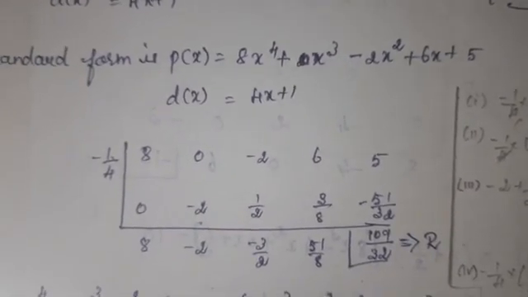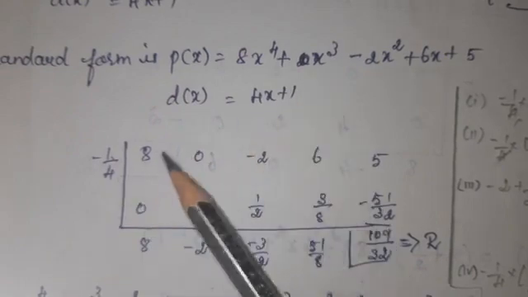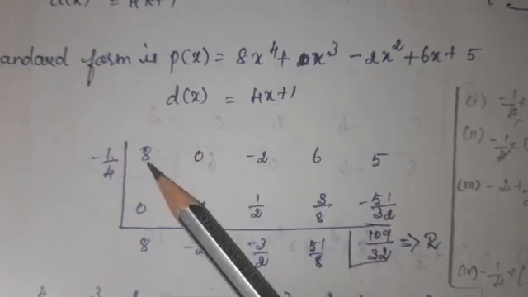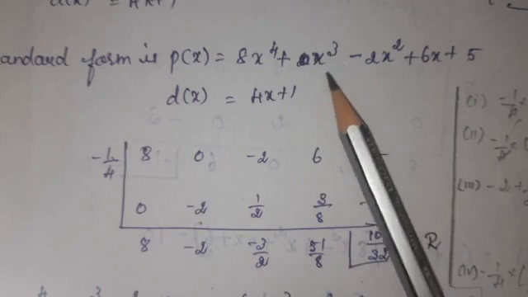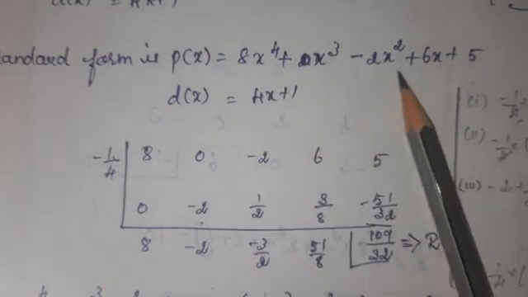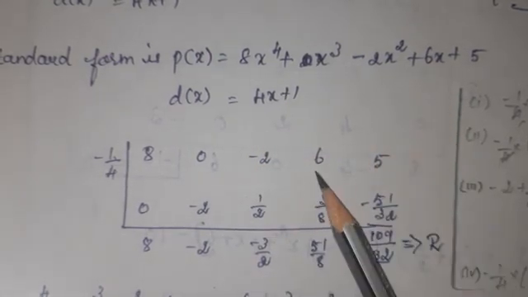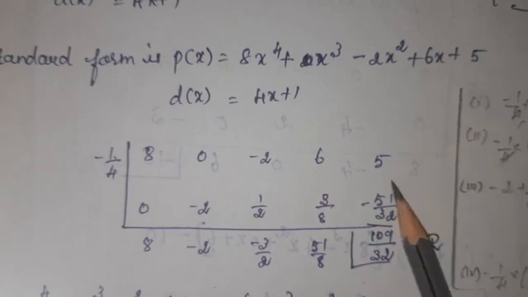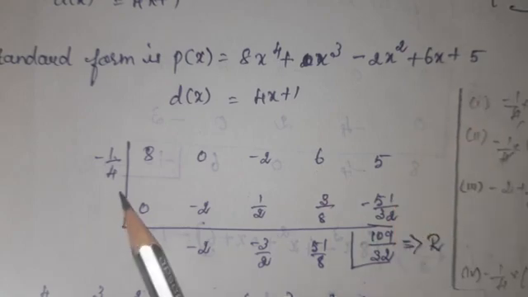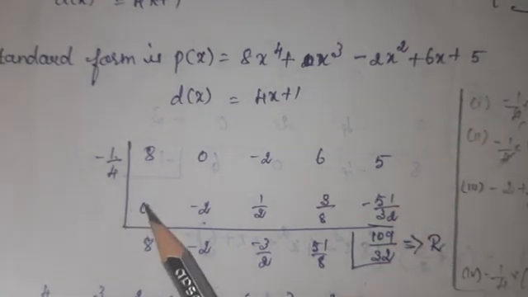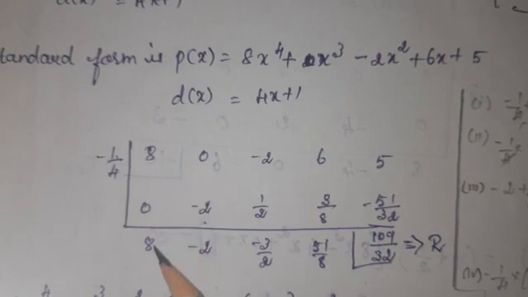Then here you should write the coefficients. The x power 4 coefficient is 8. The x cube coefficient is 0. The x square coefficient is minus 2. The x coefficient is 6. This is 5. Here you should write minus 1 by 4. Always you should put 0 here. So 8 plus 0 is 8.